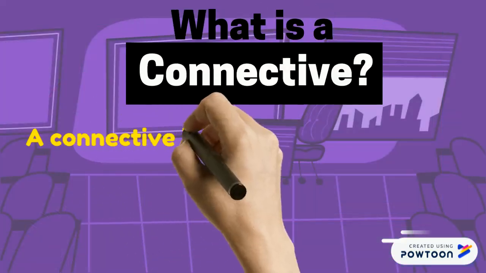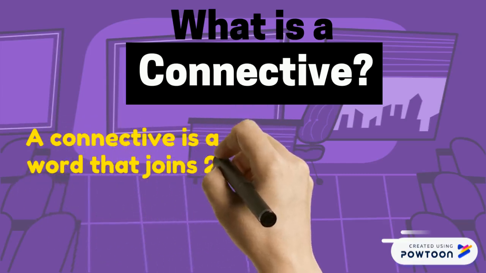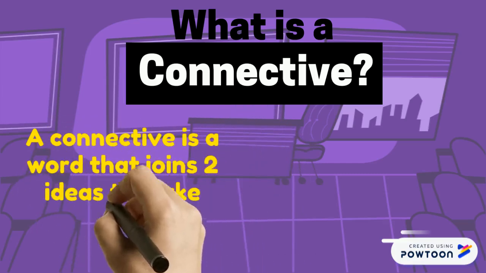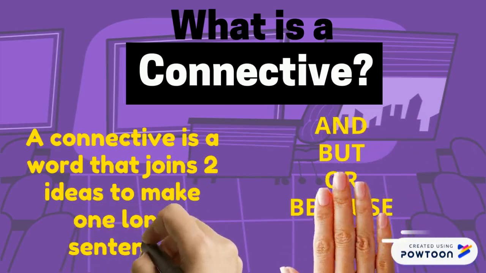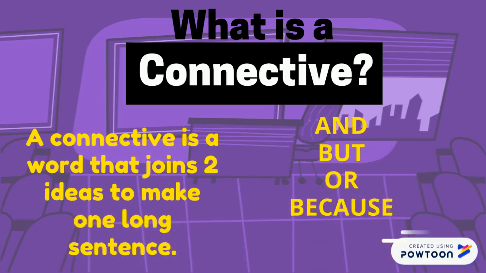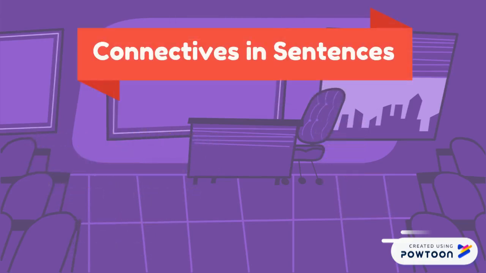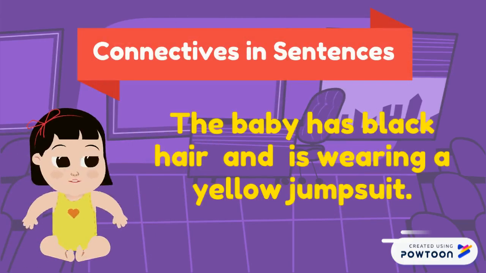A connective is a word that joins two ideas to make one long sentence. Connectives we will learn today are and, but, or, because. Now let's see some connectives in action.